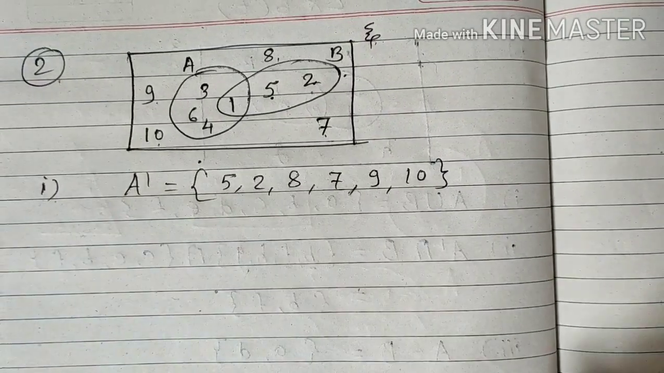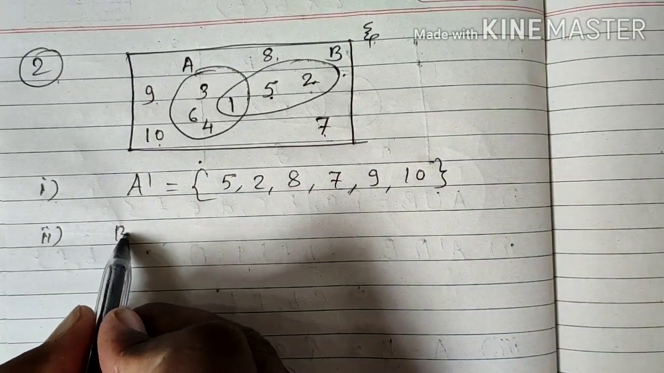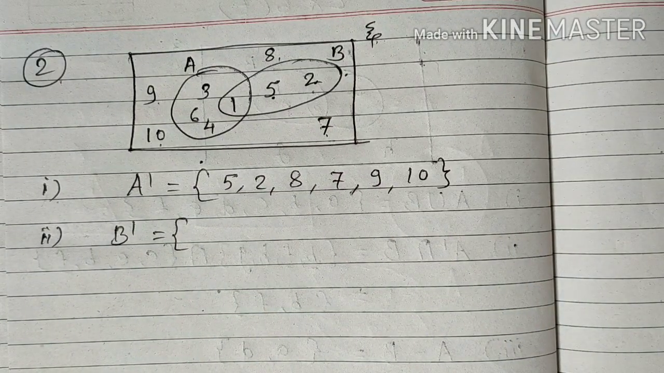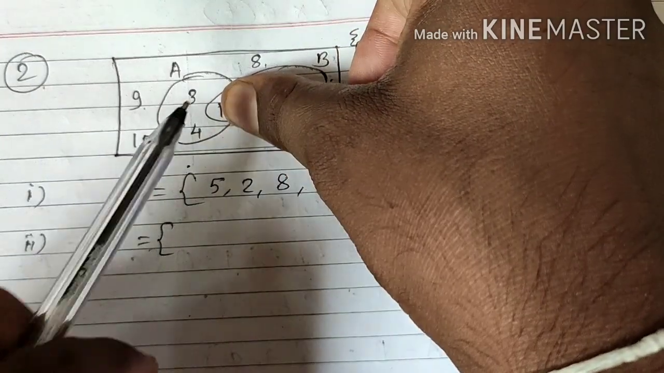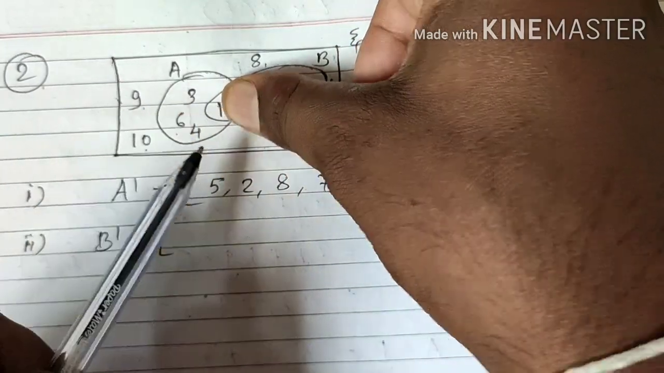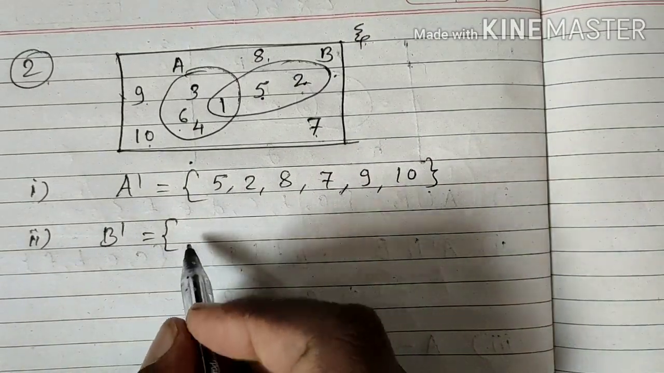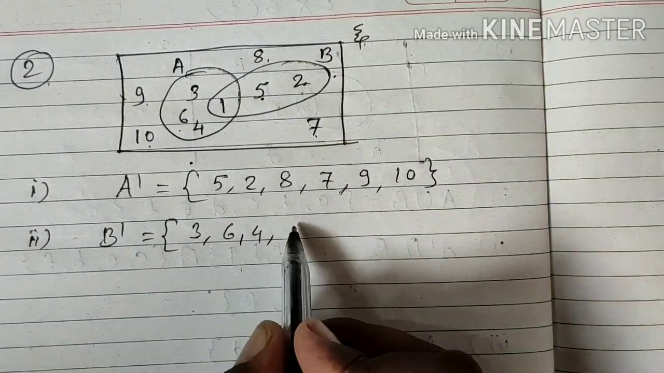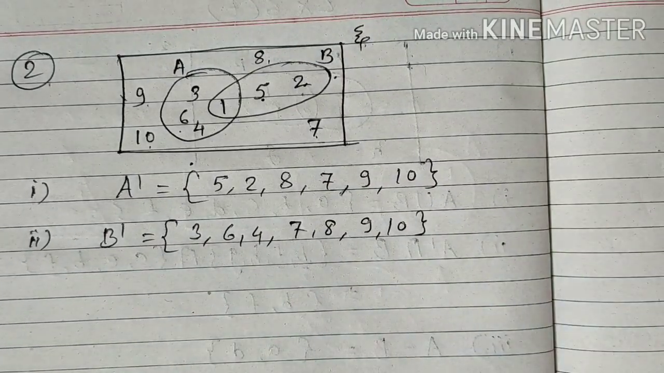Then the second thing is B complement. B complement means we will remove the elements of B, and all other elements remain. So remaining elements like 3, 6, 4, 9, 10, 7 and 8 will be in the B complement set. Okay, so what will it be? 3, 6, 4, 7, 8, 9 and 10. This is the B complement set.